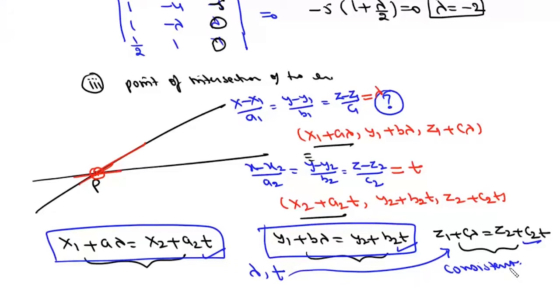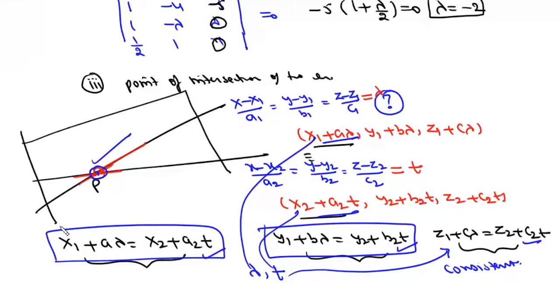In that case, these two lines will intersect at a point. To find this point of intersection, we can choose either lambda or t, because both of them will give us the same point. Now the fourth case is, if these two lines are coplanar, then they may also ask us to find the equation of the plane containing these two lines. We'll discuss this fourth case when we study the equation of a plane.